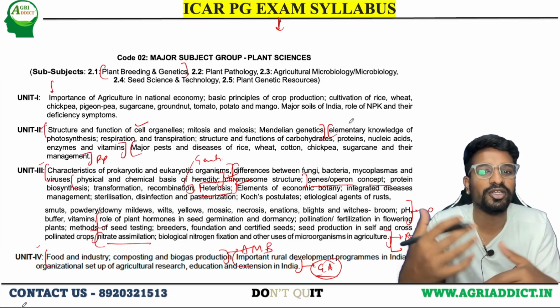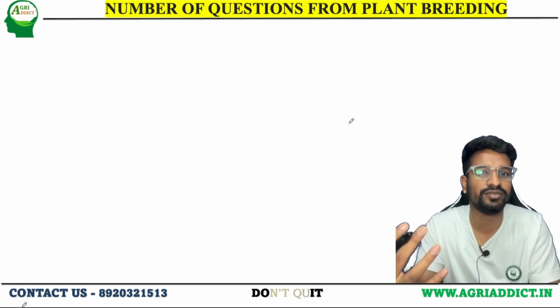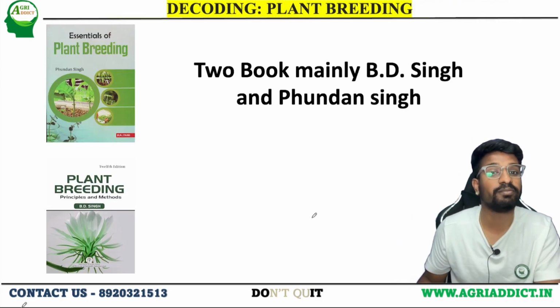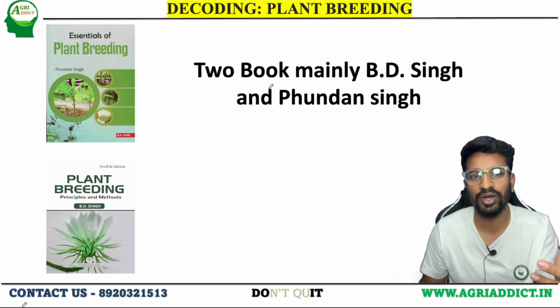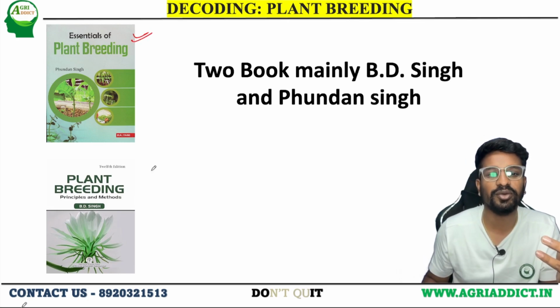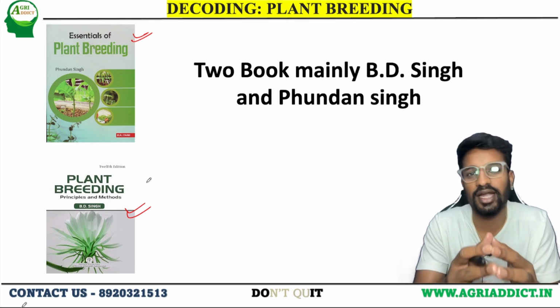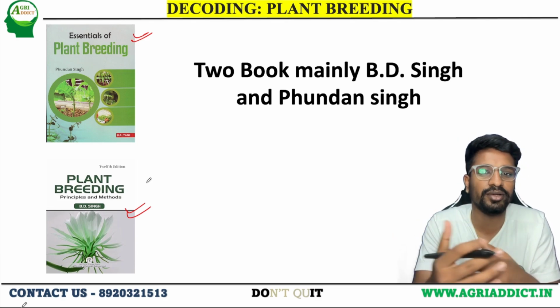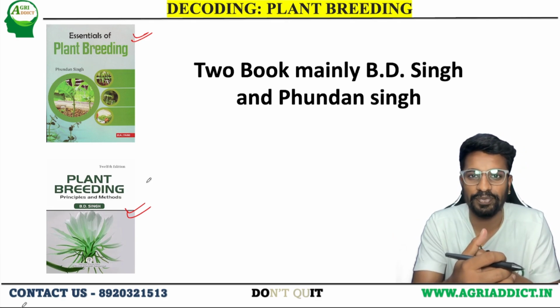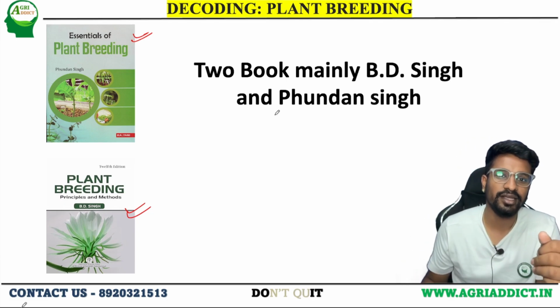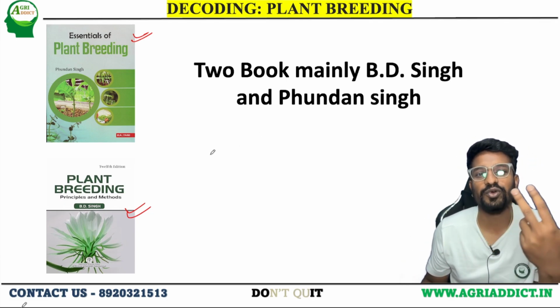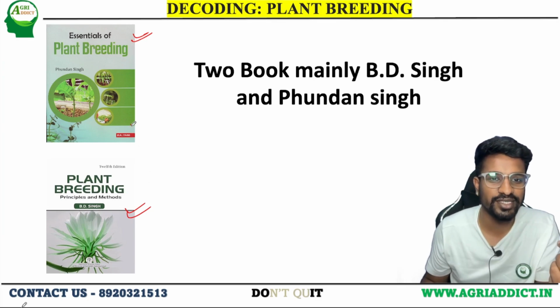But if you talk about the books, you know already the books for genetics and plant breeding. What are the two important books you have? It is either Pundan Singh you can go for or the BD Singh. So these are the books that you have to read for plant breeding in order to crack the ICAR PG exam. But again, which one to choose, whether we have to go for both the books or can we just go with a single book?